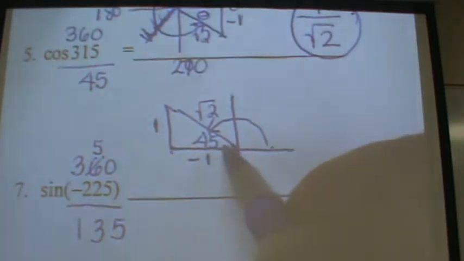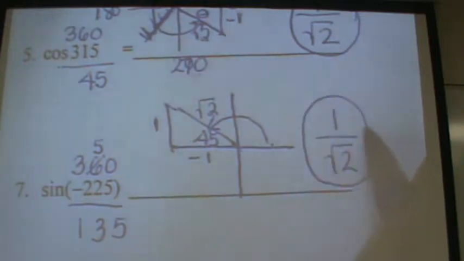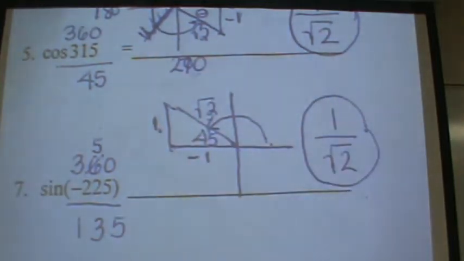So what's the sine of this angle right here? 1 over root 2. Opposite over hypotenuse. Skip 8 and 9.